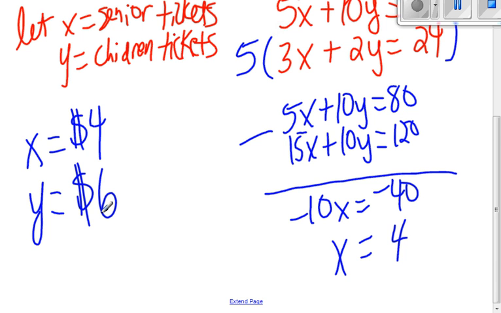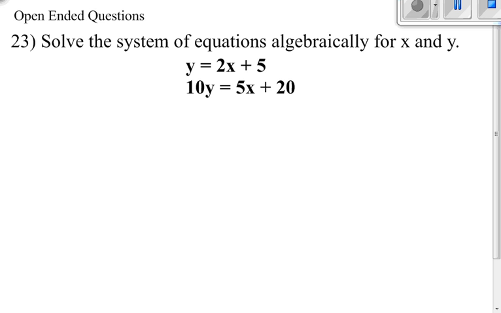Okay. Solve the system of equations algebraically. Two choices: substitution or elimination. You can use either here because they are lined up. We've got the y's, the equal signs, the x's, and the numbers. So I'm going to show you both methods.